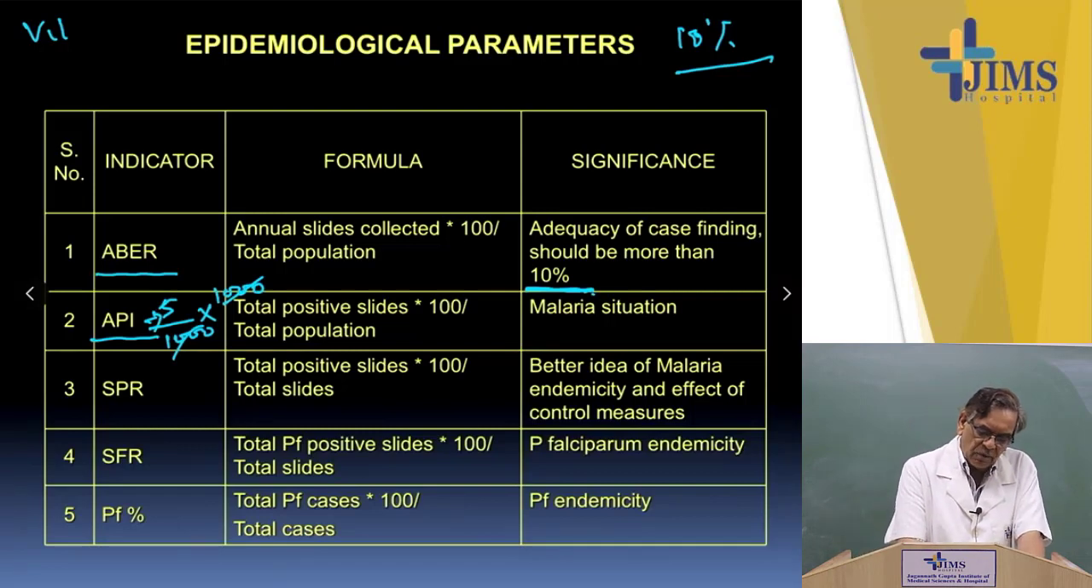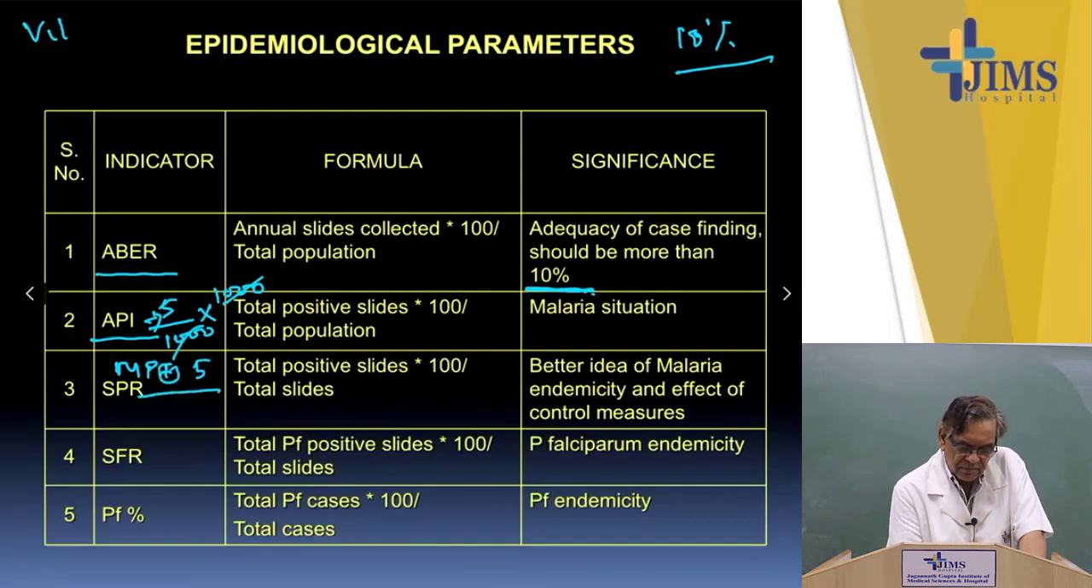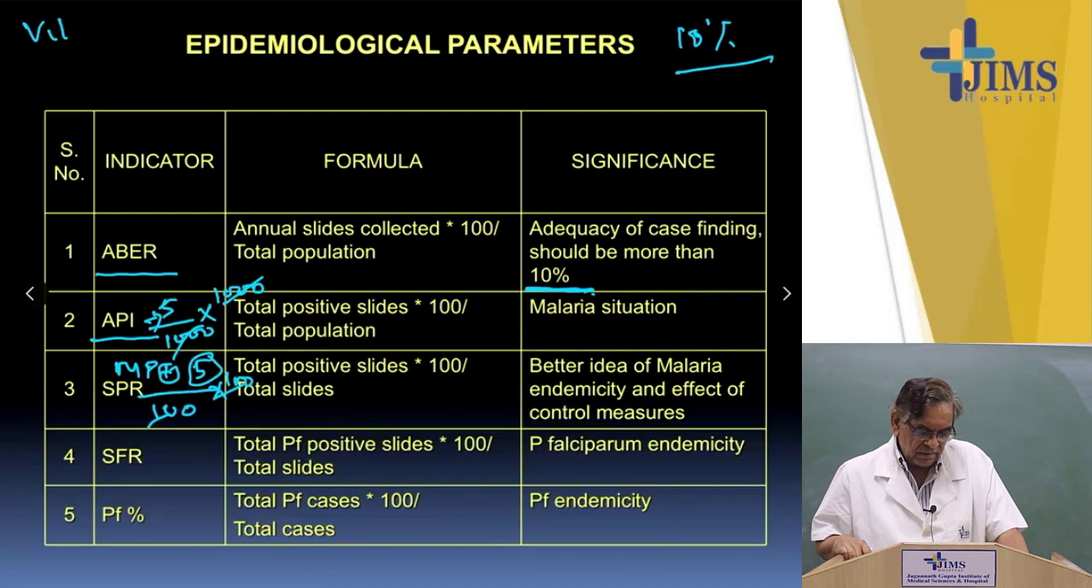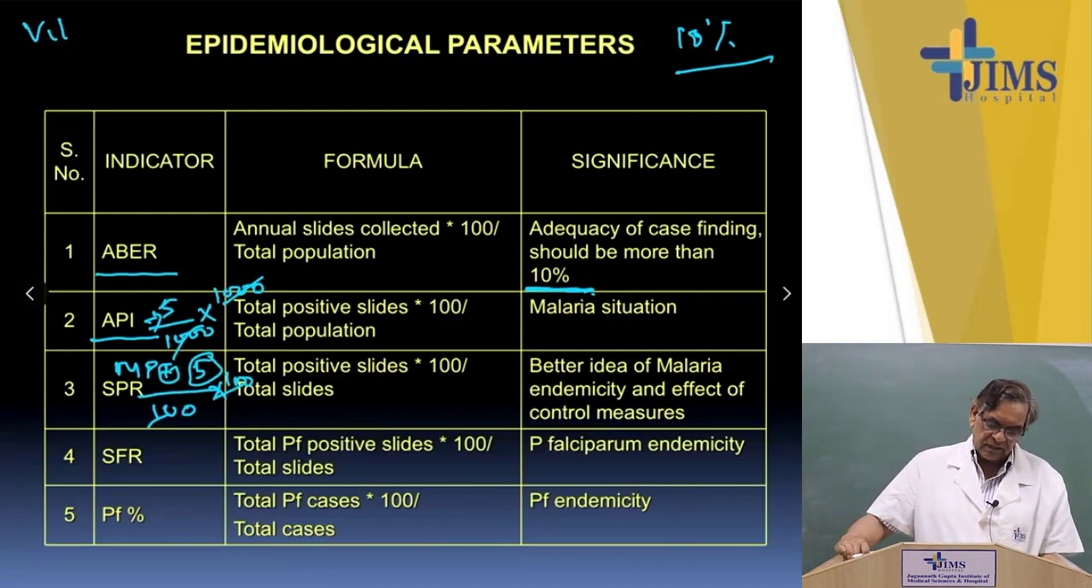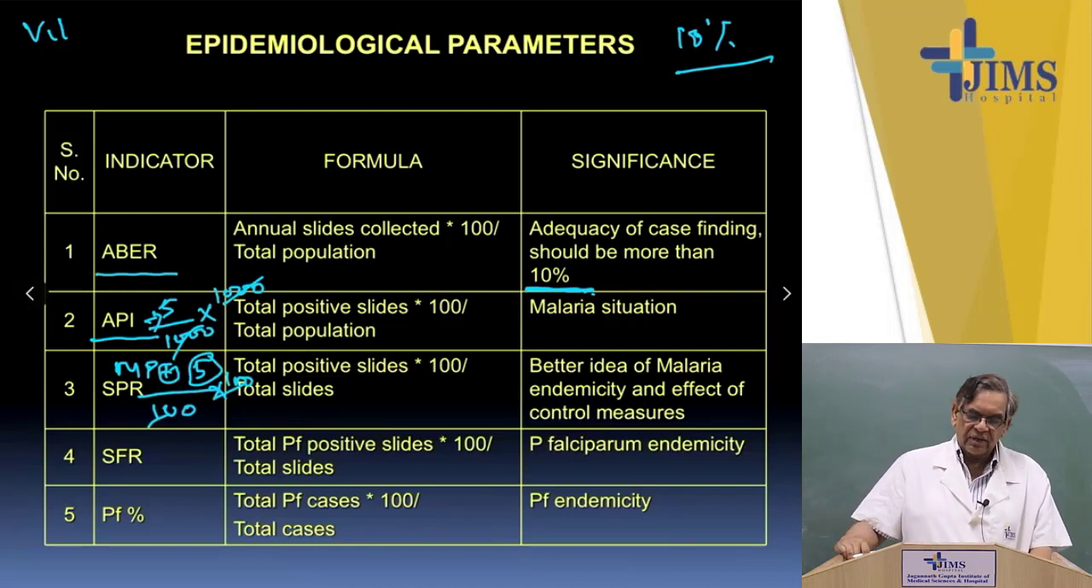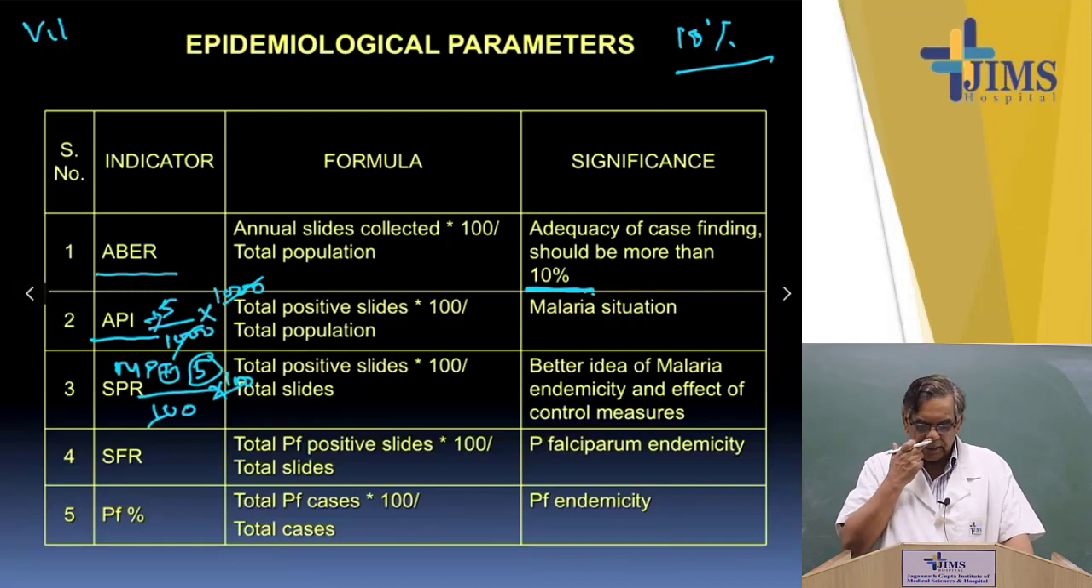SPR, the slide positivity rate, is the total positive slides divided by the total slides examined into 100. So let us assume MP positive were 5. Total slides examined were 100. So what will be the SPR? SPR will be 5. SFR will be the falciparum rate: total PF positive slides divided by total slides into 100. And PF percentage is the total PF cases divided by total cases into 100.